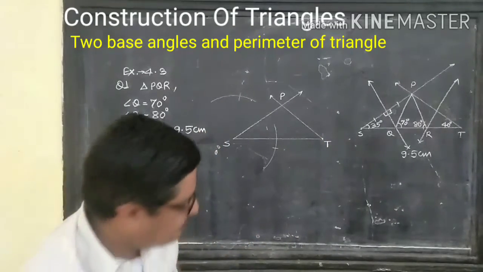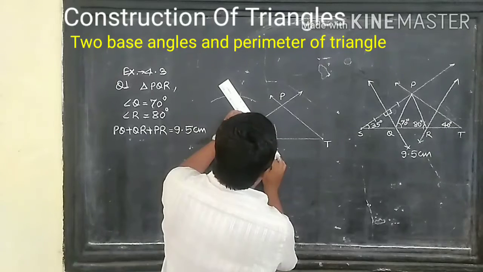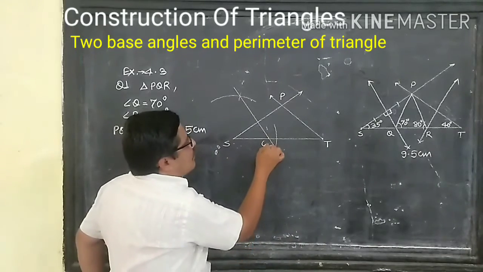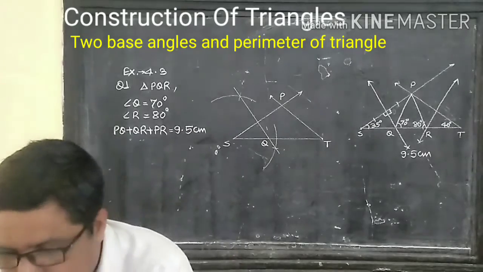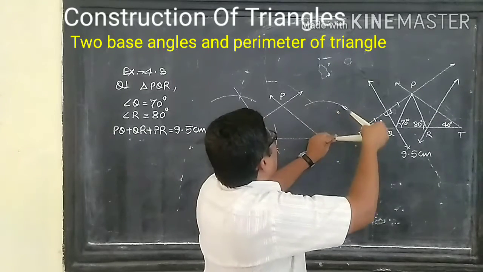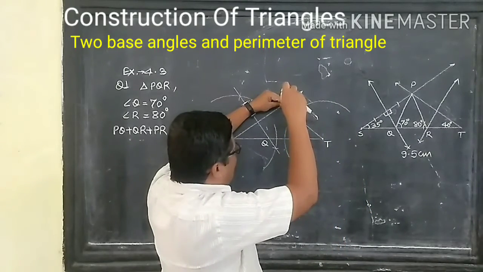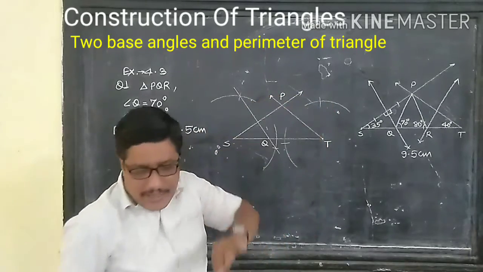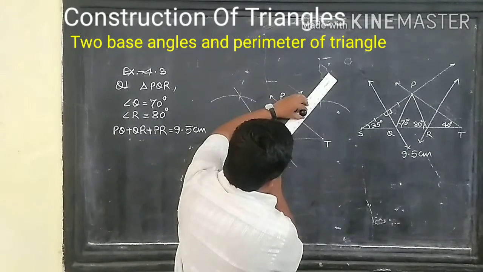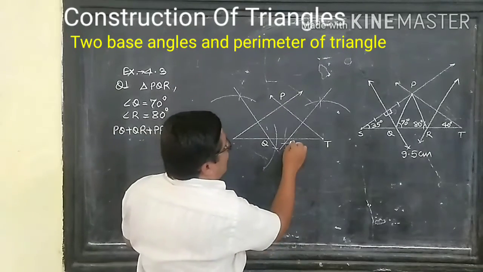Then draw a line passing through these 2 points of intersections. So this gives us point Q. After that, we have to draw perpendicular bisector of PT. So take more than half distance, draw arc on both sides, just intersect from point P and draw a line passing through these 2 points of intersections. That gives us point R.